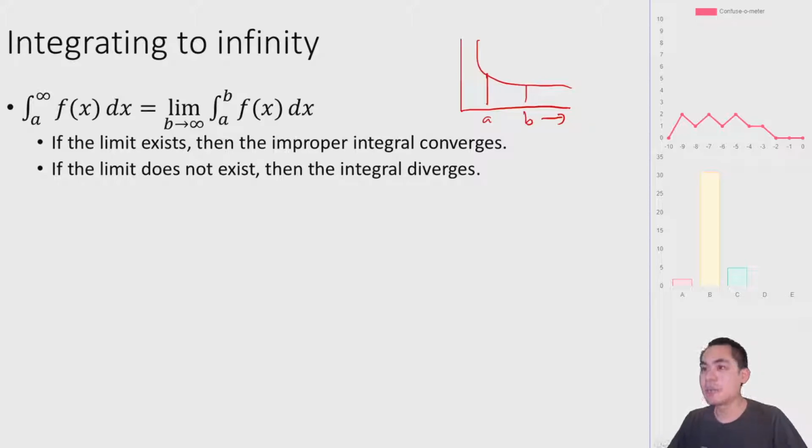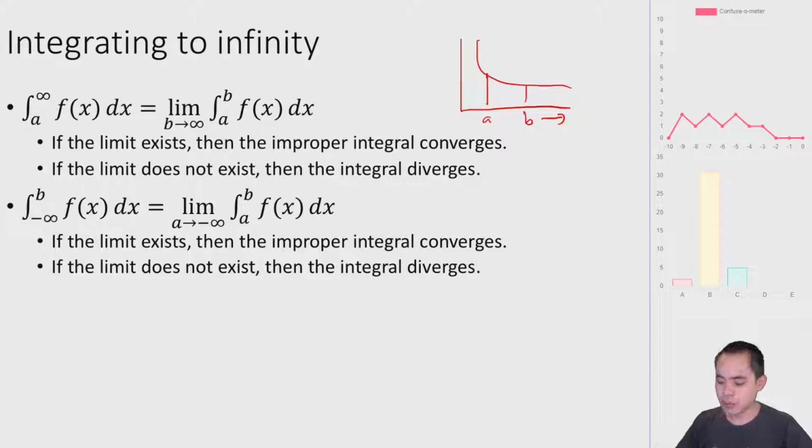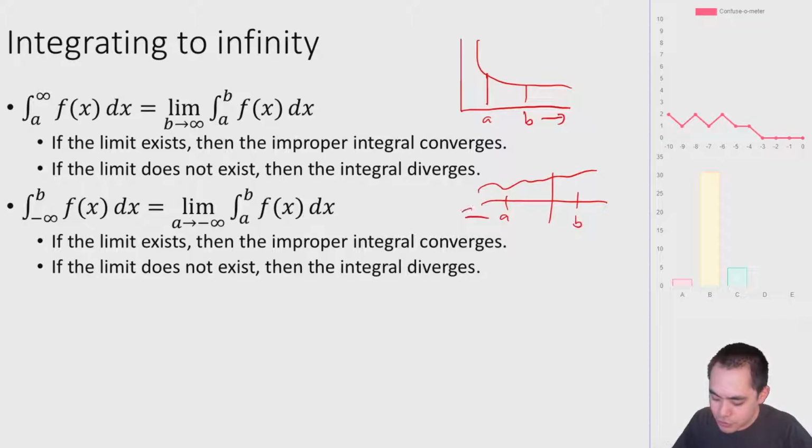And so that's the basic idea behind integrating to infinity: you just take this limit as one of your endpoints keeps on going further and further to infinity. You can do the same thing going the other way. So if you have some function like this, and you have your b and you have your a, you can also send your a all the way to minus infinity. And again, if the limit exists, then the improper integral converges. If the limit does not exist, then it diverges.